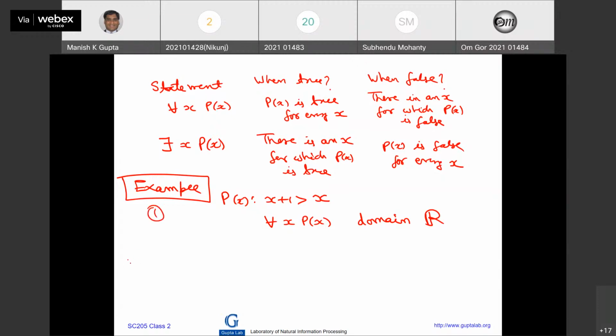Second example, P(x): x greater than 3. What is the truth value of the quantifier there exists x, P(x)? Domain is R. So this is true, right?